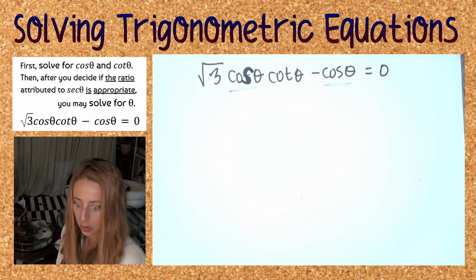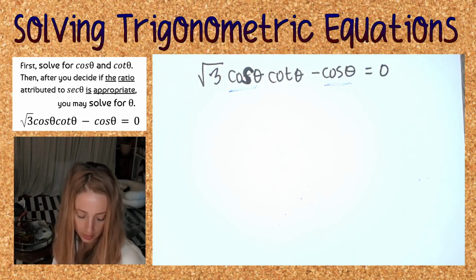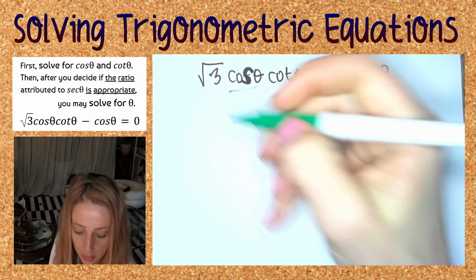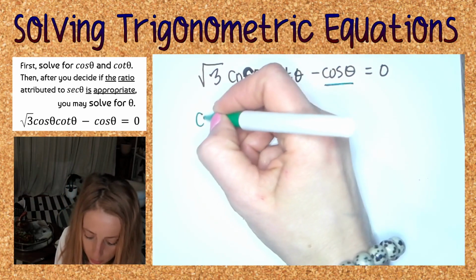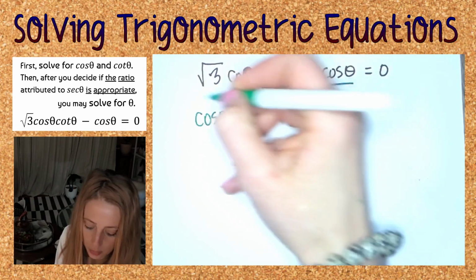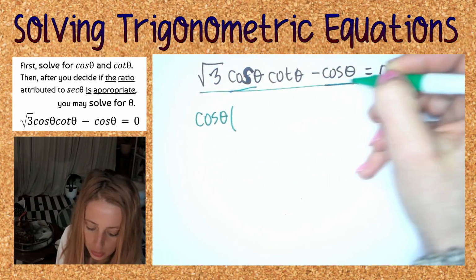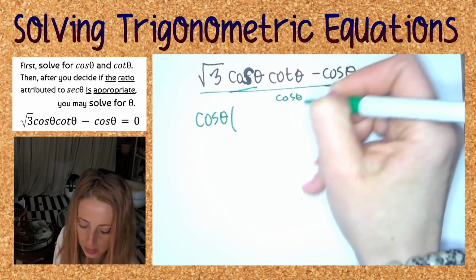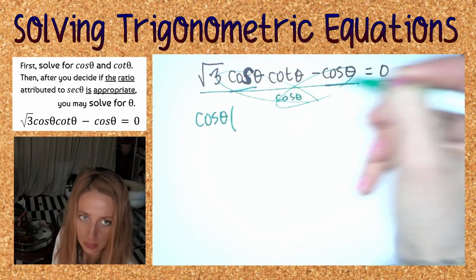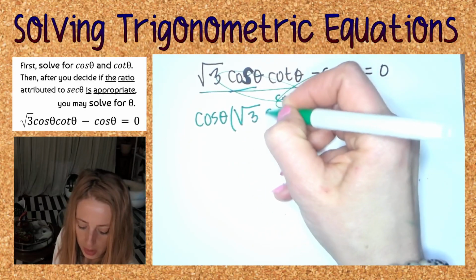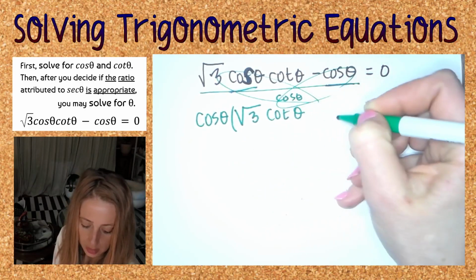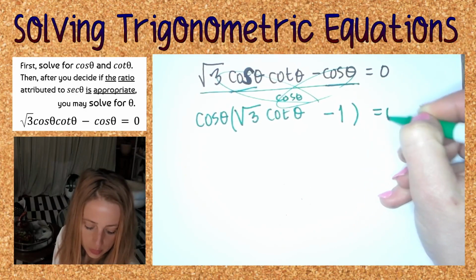cosine theta. When you pull a cosine theta out of only cosine theta, it does not turn into 0. Don't do that, don't do that. It turns into 1. So I'm going to factor out cosine theta. Some of you still, if you like to do it the way I showed you, where you draw the line, cosine theta, and you kind of look at it like a pretzel, right? Reduce, you can do that. But what's left inside is radical 3 cotan theta minus 1 equals 0.